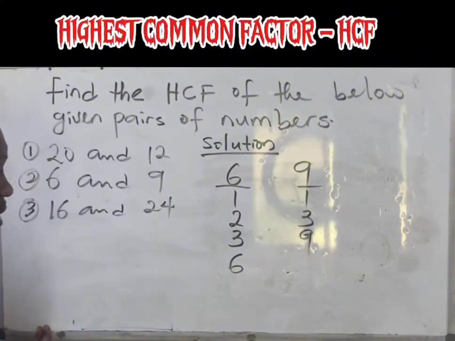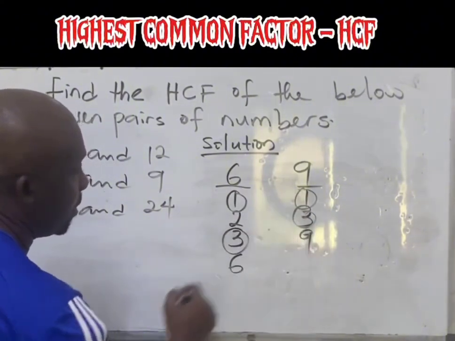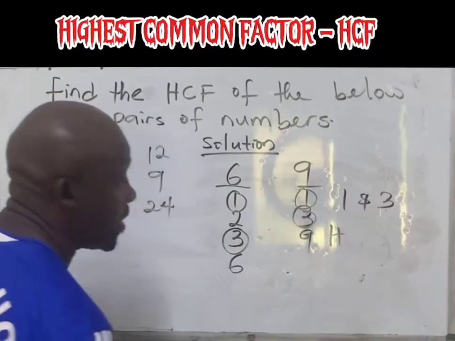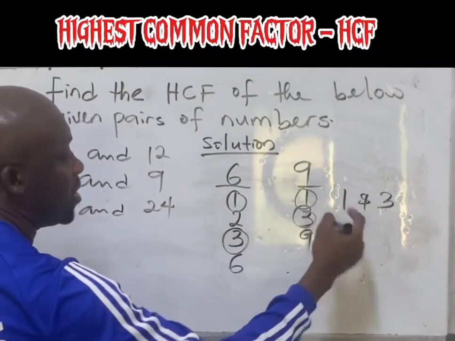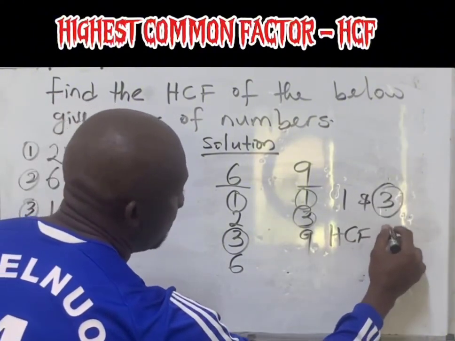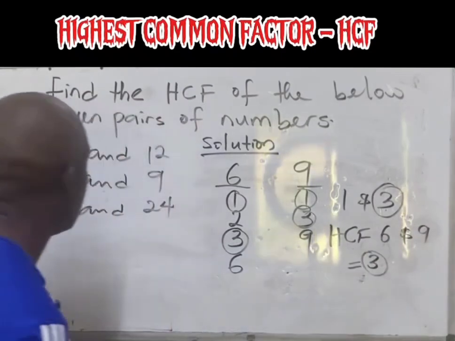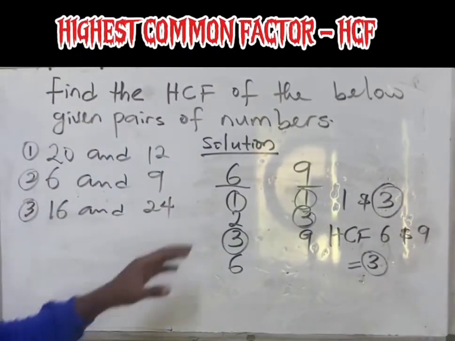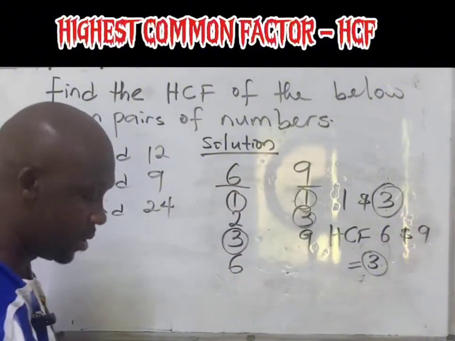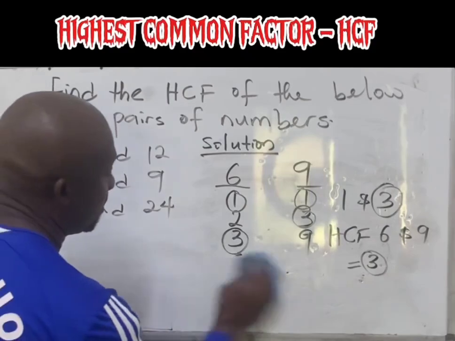So what are the factors that are common here? 1 is common, 3 is common. Only 1 and 3. Which is the highest from these two factors? 3 is the highest. So the HCF for 6 and 9 is equal to 3. I hope you're following and you're getting to understand it.